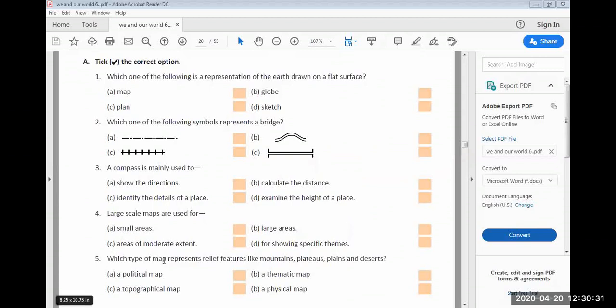Which type of map represents relief features like mountains, plateaus, plains, and desert? Yes, Mridul, you are correct. Mansvi is also correct, and Jia. It is a physical map. Very good. So big hand for all these.